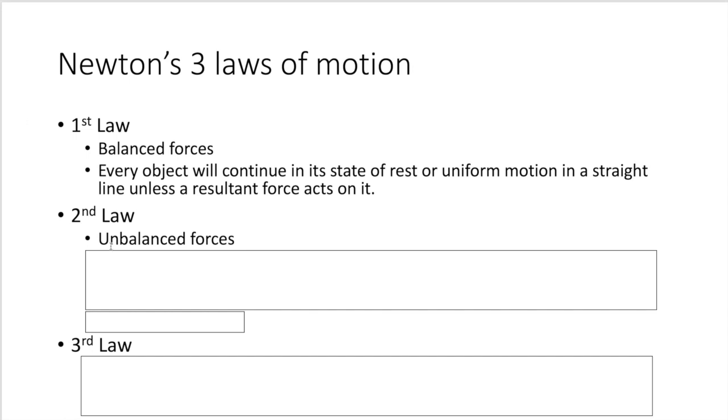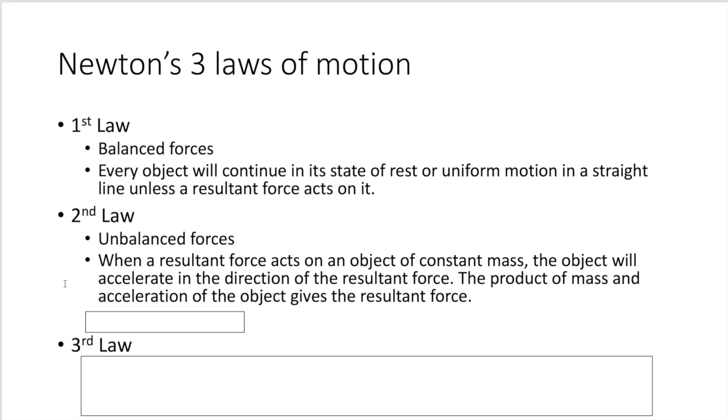However, what happens if forces are not balanced? This will lead us to Newton's second law. So if the forward force on the book is larger than the frictional force, the book will accelerate. You'll get faster and faster. It states that when a resultant force acts on an object of constant mass, the object will accelerate in the direction of the resultant force. So the product of mass and acceleration of the object gives the resultant force. Therefore, it gives you this formula called F equals ma.